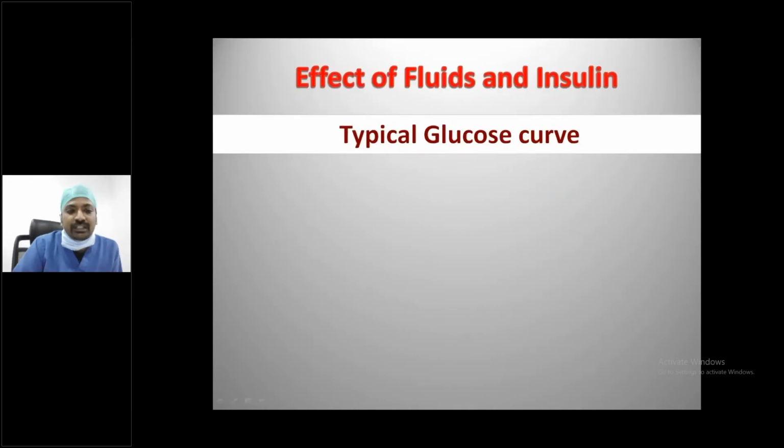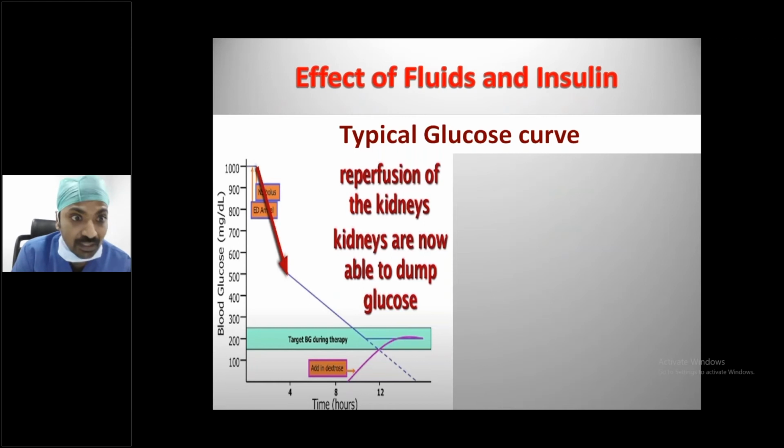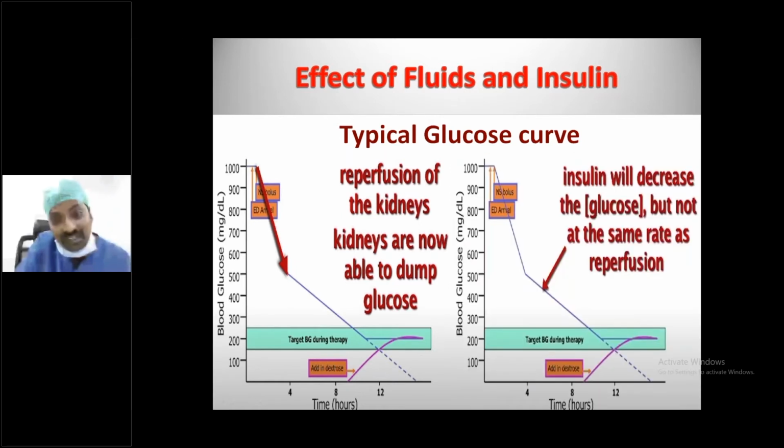So initially, suppose a patient comes to the ER and the child has a blood glucose of 1000 and above. Once you give a venous bolus, the kidneys will be reperfused again, and now the kidneys are able to dump glucose, and there is a precipitous fall of blood glucose once the kidneys are being reperfused. After starting insulin, insulin does decrease glucose, but not at the same rate as reperfusion. You can see the curve here.